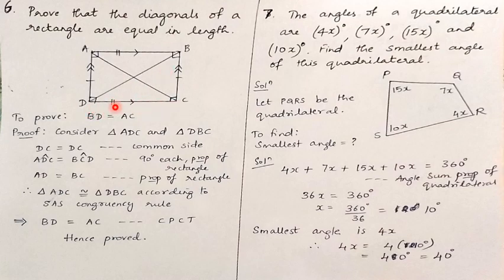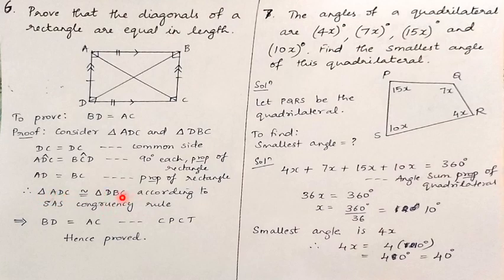DC remains same in both the triangles because in DBC also we have DC, in ADC also we have DC. So DC is equal to DC, the reason is common side. And then angle ADC, this angle is equal to angle BCD, this angle. Because we know that all the interior angles of a rectangle are 90 degree each according to the property of rectangle. We also know that AD is equal to BC. Opposite sides of rectangle are equal according to the properties of rectangle. Now we got side, angle, side, and the angle is included also. So according to SAS congruency rule, we can say that triangle ADC is congruent to triangle DBC.